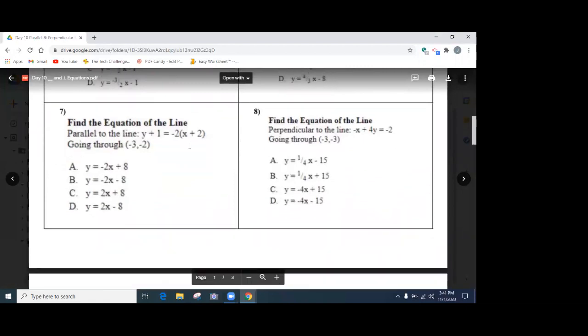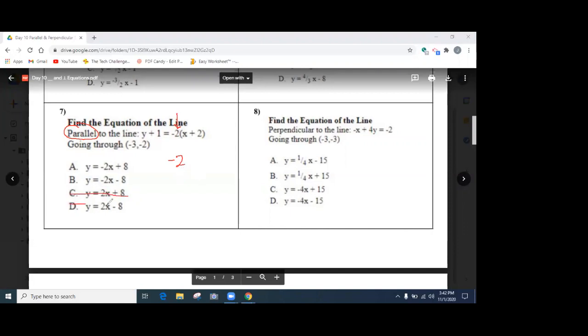All right, so we got another parallel, but this time, I know y is not by itself, but when you see y with a number and then parentheses over here, this is that point slope form. And the number in front of x is our slope. So -2 is our slope. We don't need to do anything, okay? And so we want the parallel slope. So if the slope is -2, the parallel slope is going to be -2. So I look at my answers, it's got to have a -2.